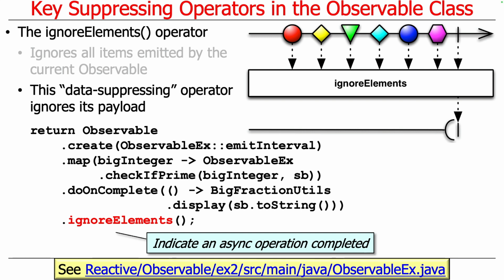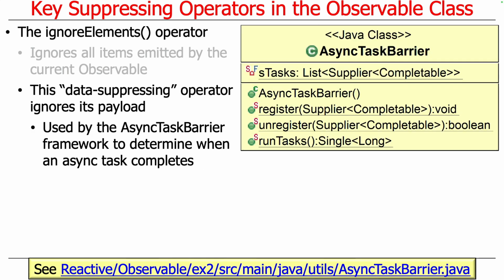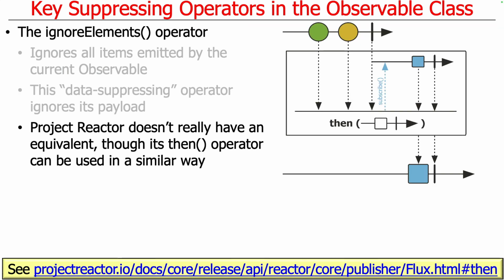However, that's just a signal to indicate something is finished. So you can have one point waiting reactively for everything else to finish. And of course, it'll be doing that in an asynchronous, non-blocking way, and that's reactive. So this is a very, very cool mechanism. We'll see that the async task barrier framework uses this to determine when an async task completes. And we'll talk more about async task barrier probably next class.